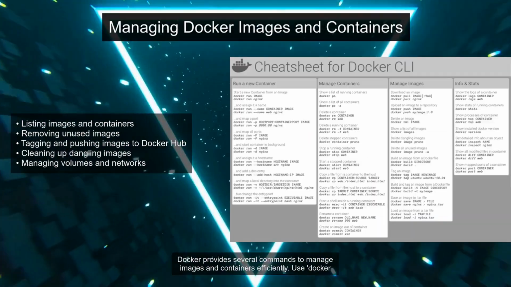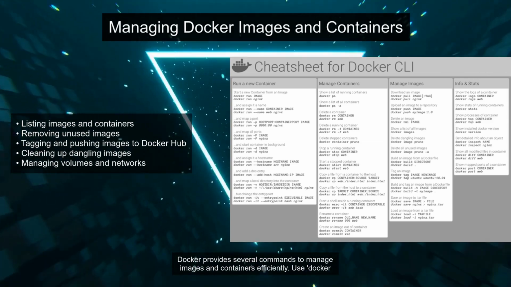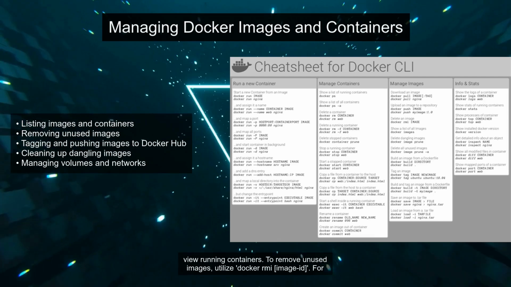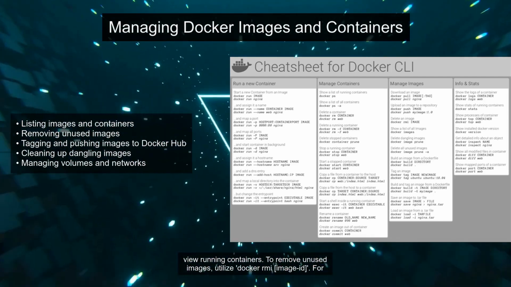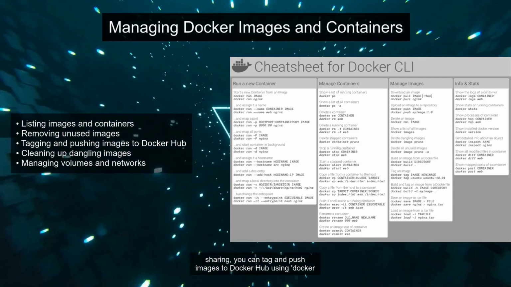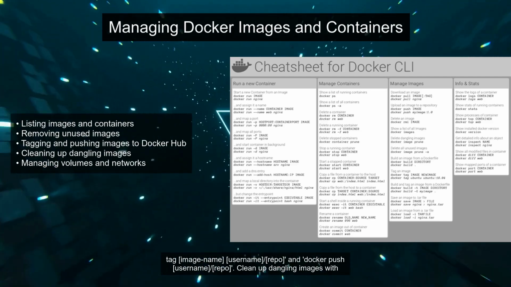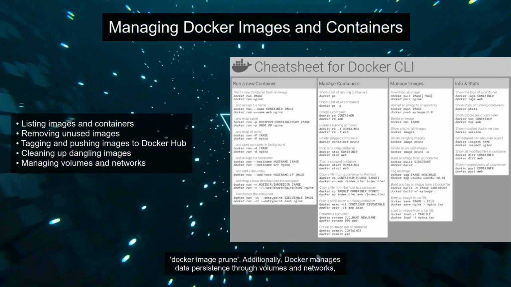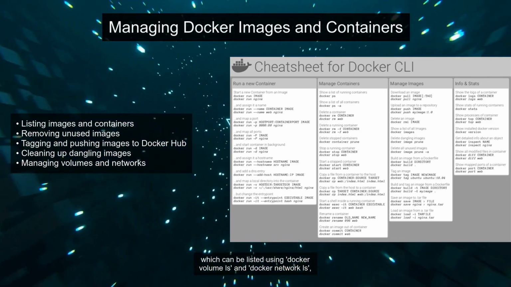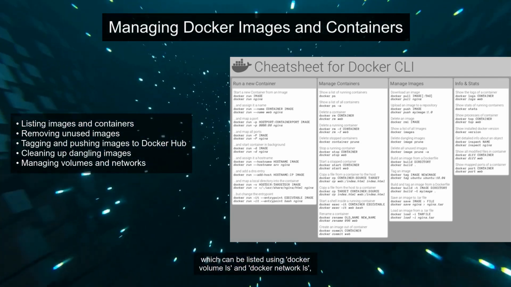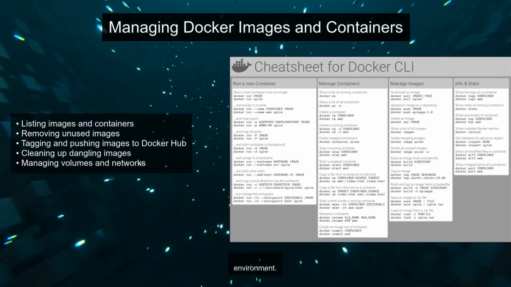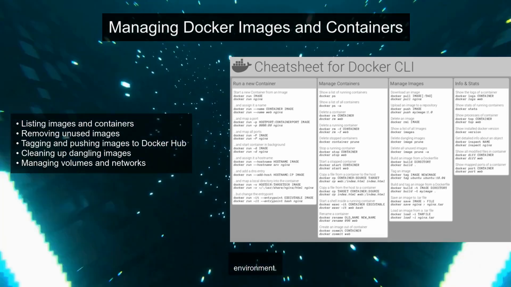Docker provides several commands to manage images and containers efficiently. Use docker images to list all images on your machine and docker ps to view running containers. To remove unused images, utilize docker rmi image-id. For sharing, you can tag and push images to Docker Hub using docker tag image-name username/repo, and docker push username/repo. Clean up dangling images with docker image prune. Additionally, Docker manages data persistence through volumes and networks, which can be listed using docker volume ls and docker network ls, respectively. Understanding these management commands is essential for maintaining a tidy Docker environment.